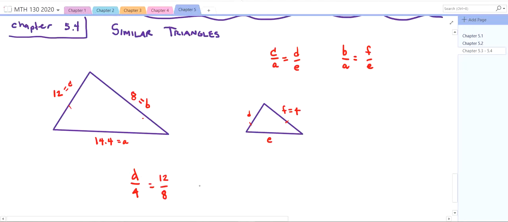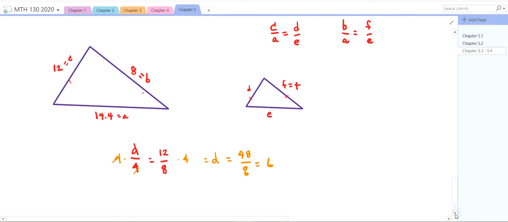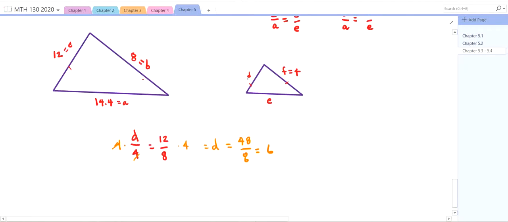So now I want to isolate D, so I have to multiply both sides by 4, because 4 divided by 4 is 1. And that leaves D over here, so this equals D. So we're talking about 48 over 8, which looks like it's 6. Okay? So this then equals 6.